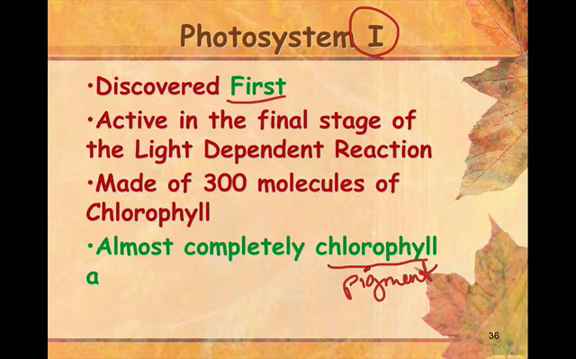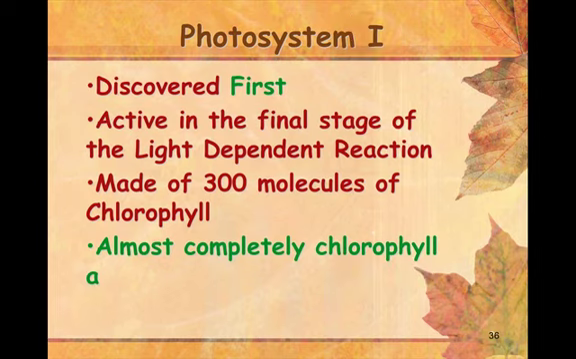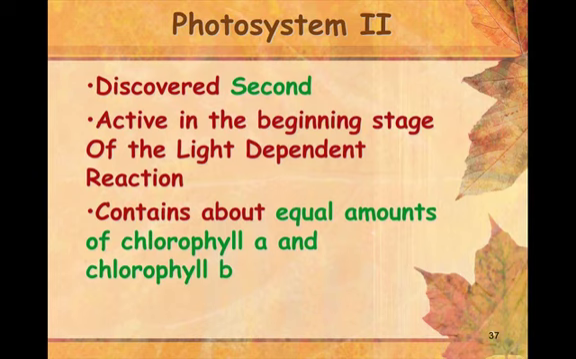Different colors of algae. There's red algae, brown algae, green algae. But unfortunately, we're not going to be learning about that this year. Photosystem 2, on the other hand, was discovered second. It is active in the beginning stage of the light-dependent reaction, and it contains about equal amounts of chlorophyll A and chlorophyll B. There's also chlorophyll C.